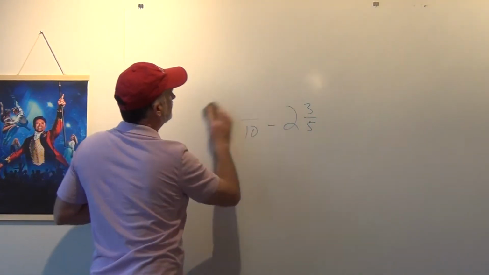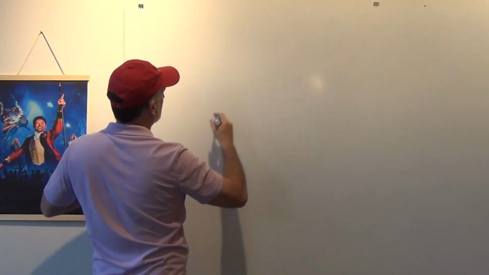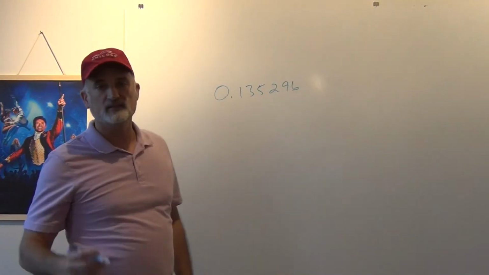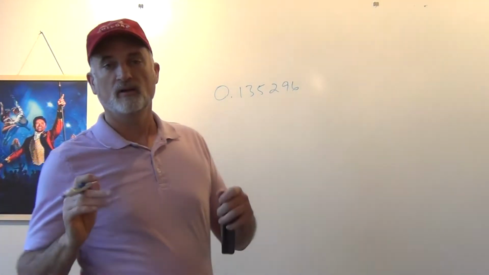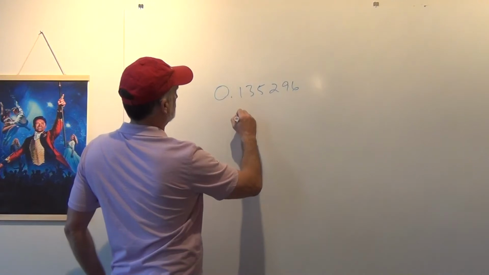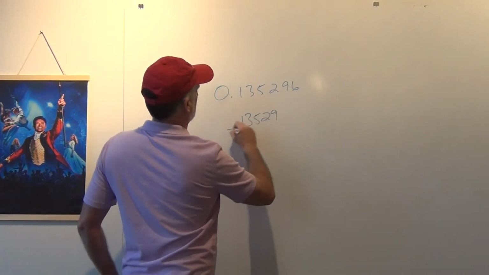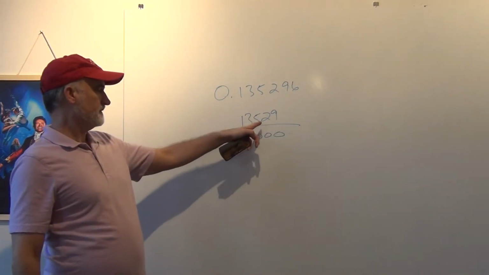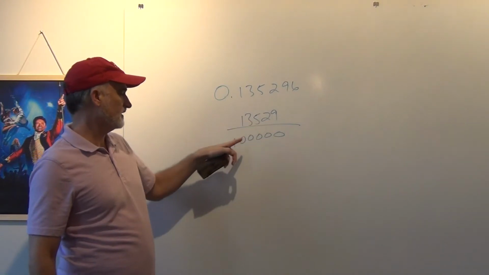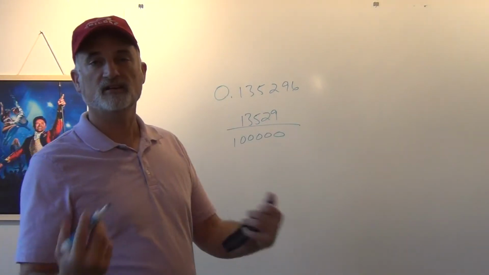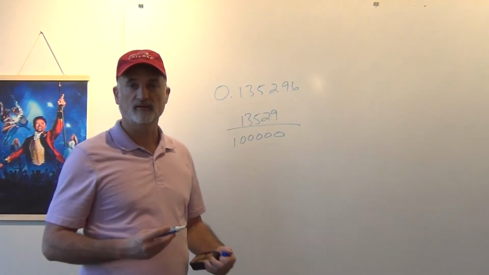What about 0.135296? Is that rational? Well, do the rational test. That's what I call it. So, if I turn it into a fraction, 135,296 over 1,000,000, that's definite. It ends. It doesn't continue. It's rational. Okay? All right, let's look at irrational numbers now.